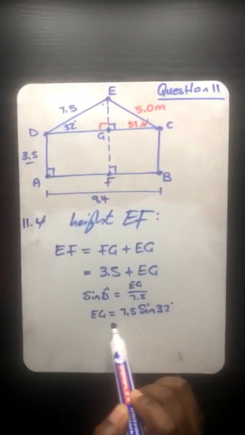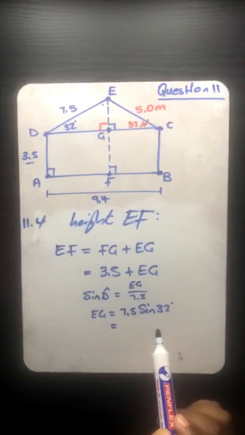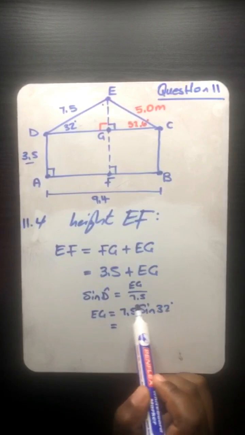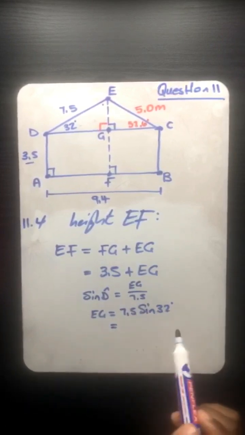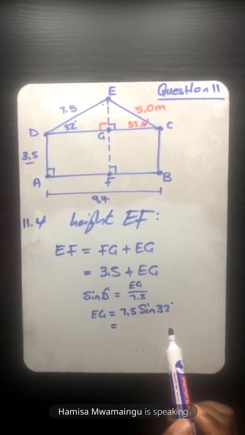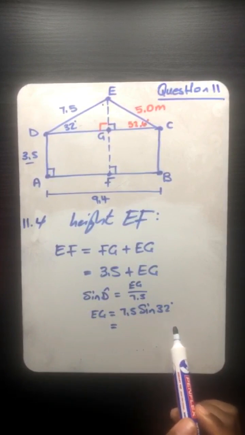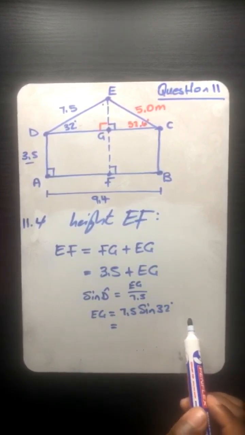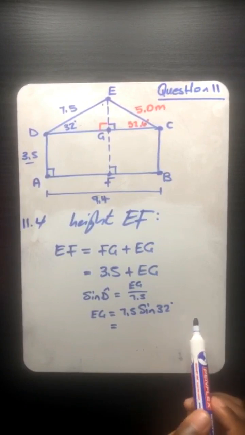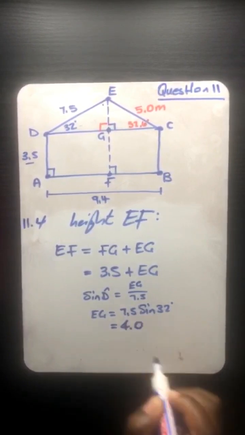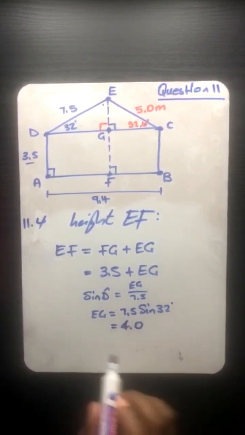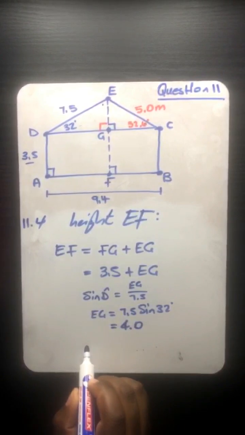EG was equal to 7.5 sin 32. Then you punch it on a calculator. What is it? 3.97. Then if we round it off to one decimal place, it ends up being 4.0. Then you can therefore add it there.